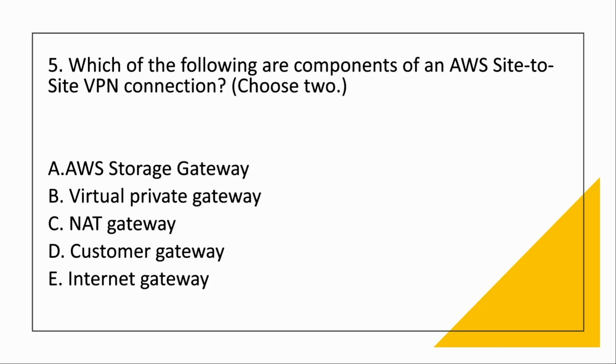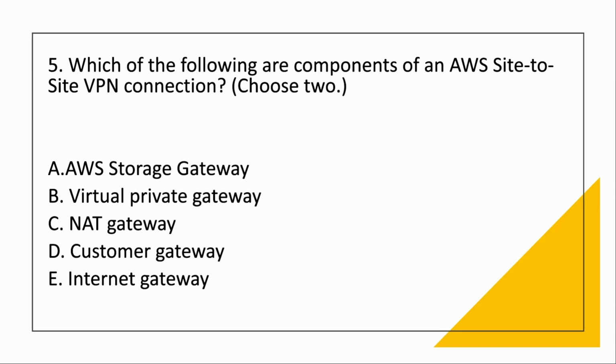Which of the following are components of an AWS site-to-site VPN? Choose two. Obviously, you have to have two components, right? First, coming to Storage Gateway. What is Storage Gateway? It is a hybrid cloud storage service that gives you on-premises access to virtually unlimited cloud storage. It has no concern with site-to-site VPN.